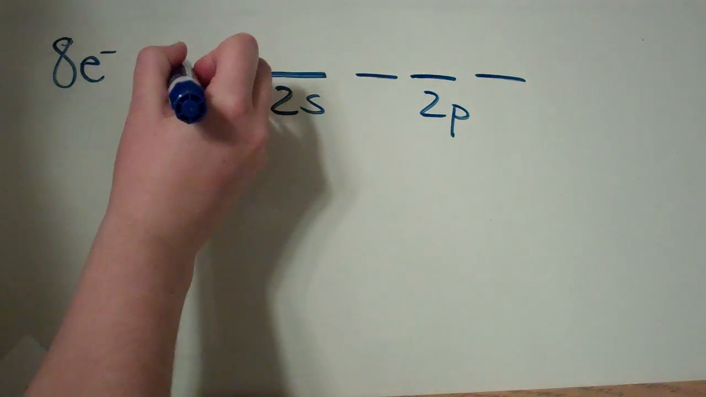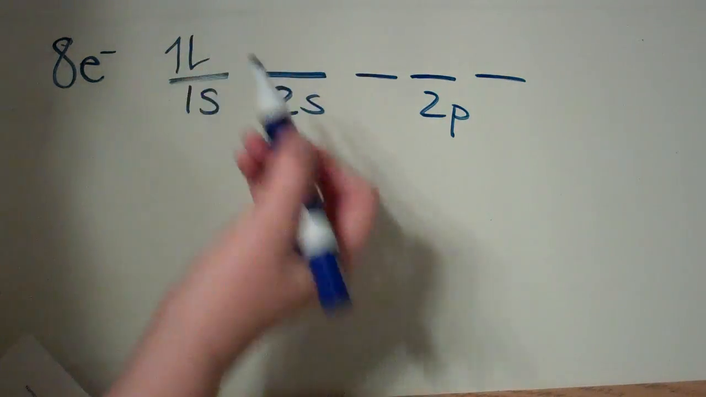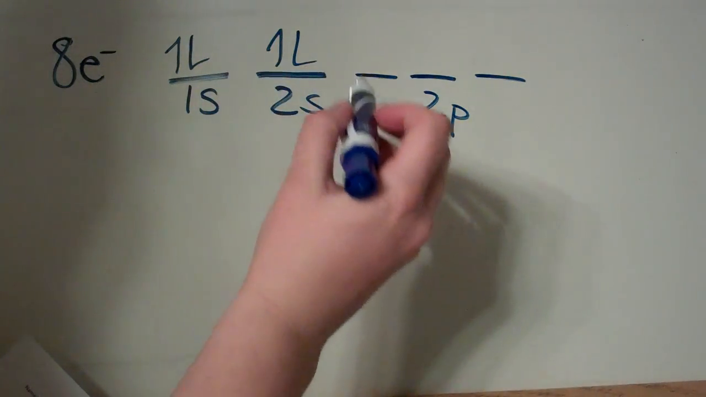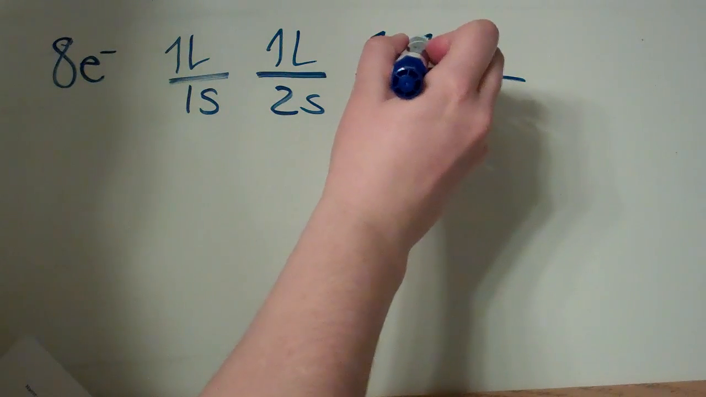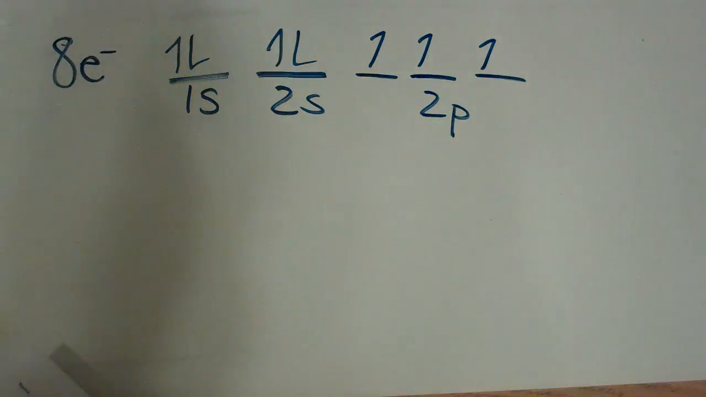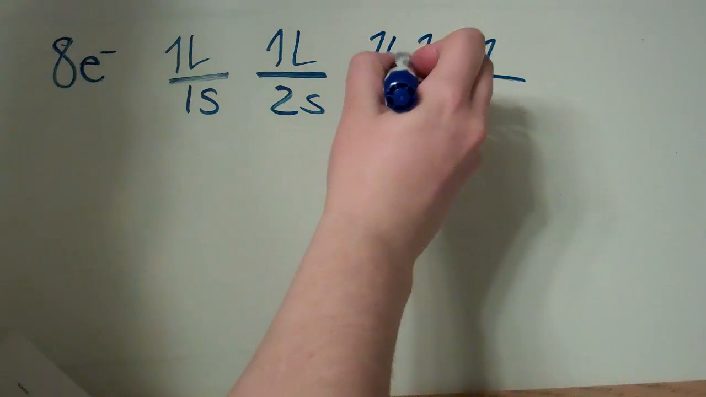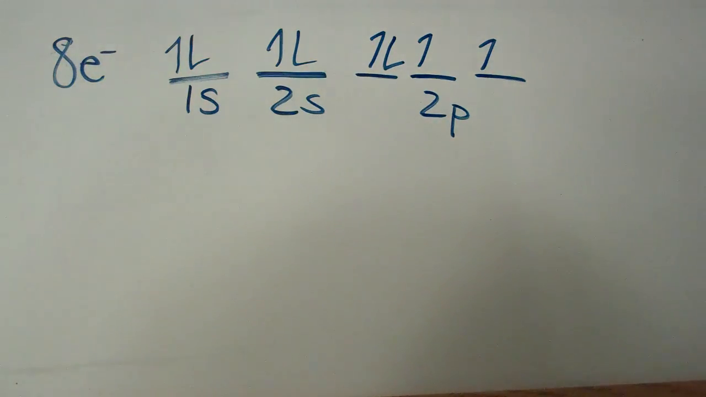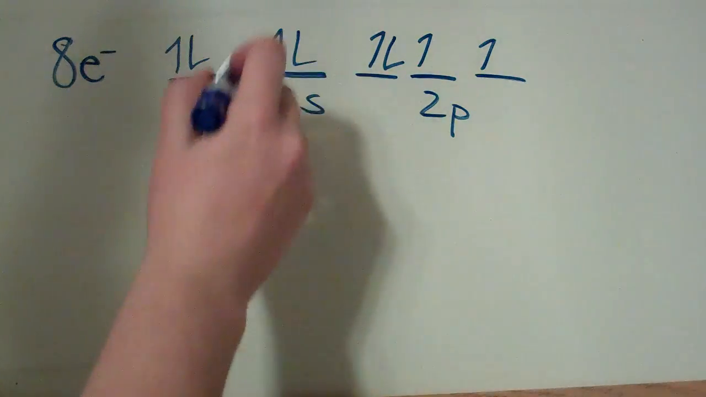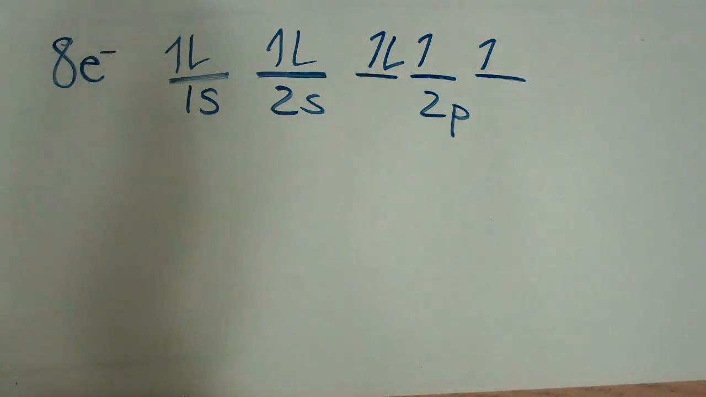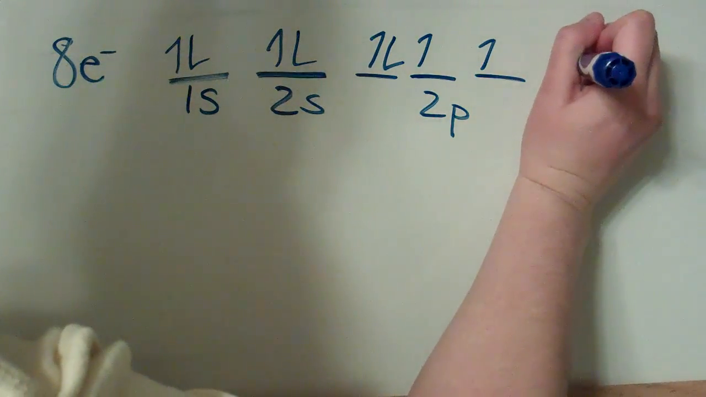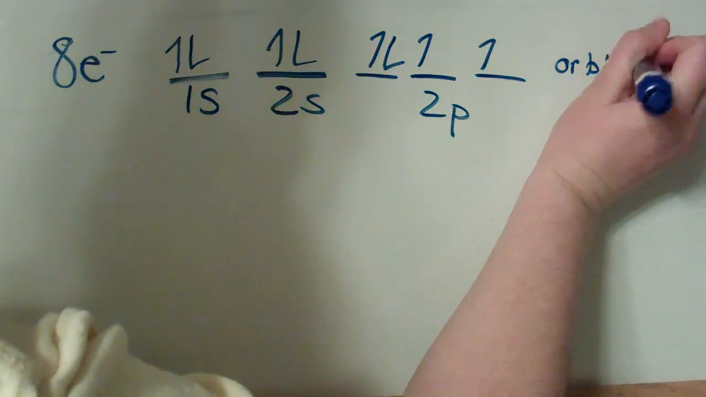Remember, you fill in one direction, then the other, one direction, then the other. Now we have 4 electrons left to fill in, so they fill in all one at a time, and then we add in our next electron. So this is the orbital diagram for oxygen. We have 1s2, so there are 2 electrons in 1s, 2 electrons in 2s, and 4 electrons in 2p.